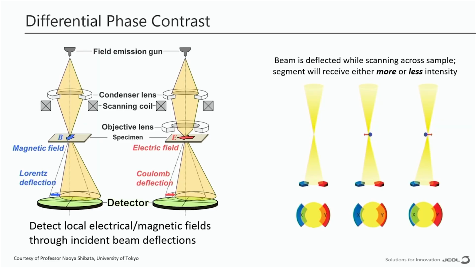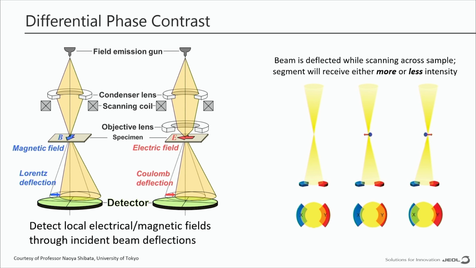Another thing that we can do with these segmented detectors is DPC, differential phase contrast. In this regard, it's a good way to measure electrical or magnetic fields within your sample. As you're scanning the beam across, if there is a magnetic field or an electric field, it's going to deflect the beam at each pixel.